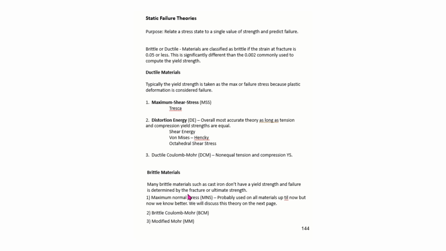We'll discuss this failure theory first on the next page, just because it's one that you have been using and it has significant weaknesses. Then there's the brittle Coulomb-Mohr, the BCM theory, and the modified Mohr. These are two very similar and very good failure theories for brittle materials. So let's start now by looking at the maximum normal stress, and then we'll come back up and talk about these ductile material failure theories.